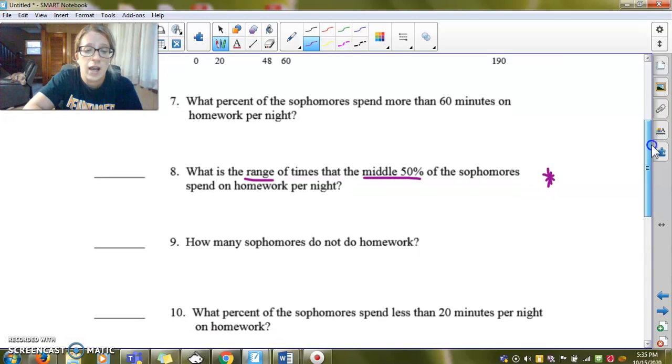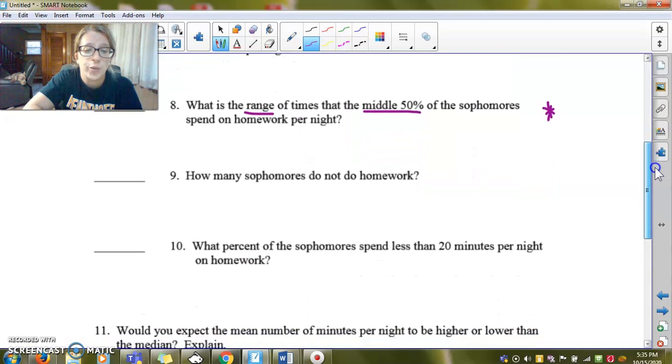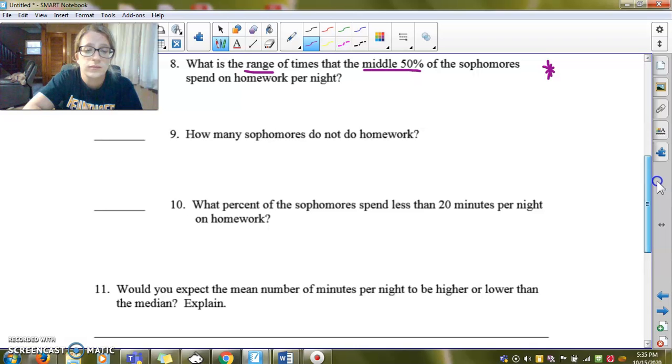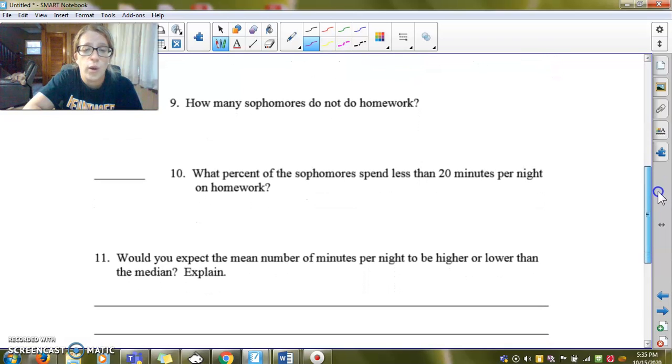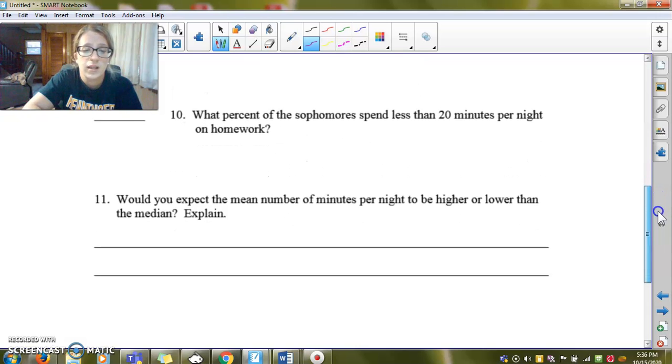Number 9, how many sophomores do not do homework? 10. What percent of sophomores spend less than 20 minutes per night on homework? And question 11. Would you expect the mean number of minutes per night to be higher or lower than the median? Explain. You can look back at your previous examples to help you. Reach out if you need anything.